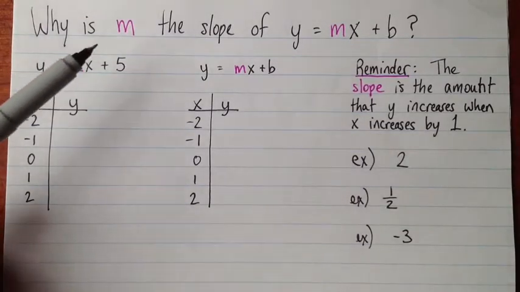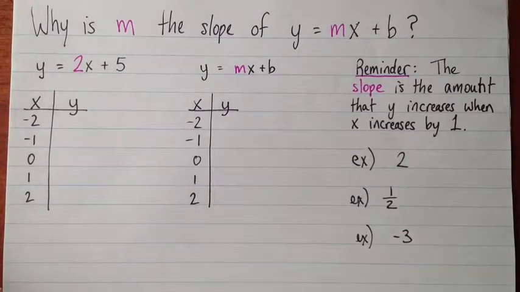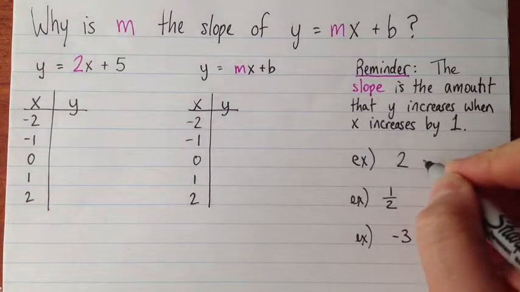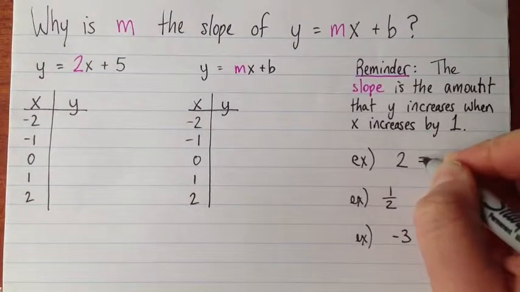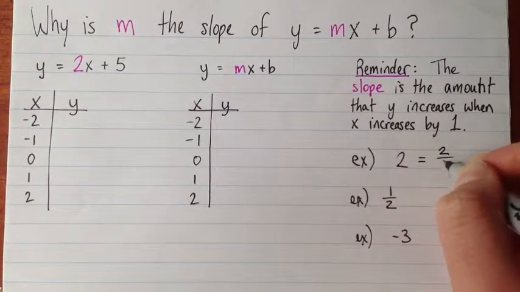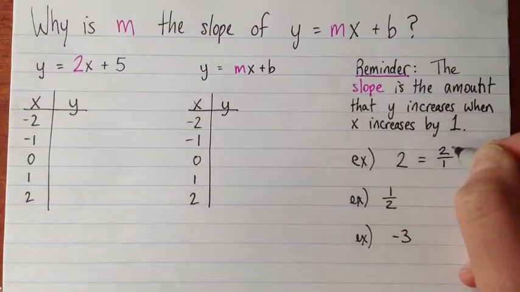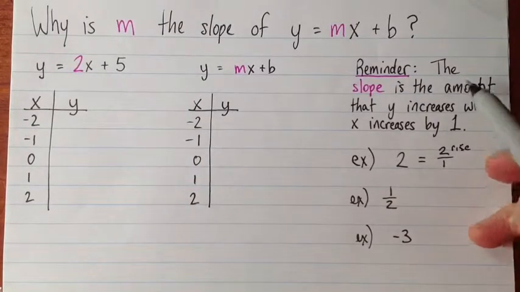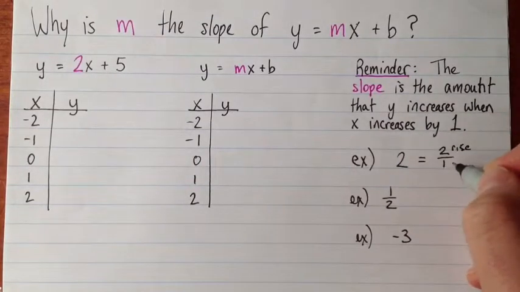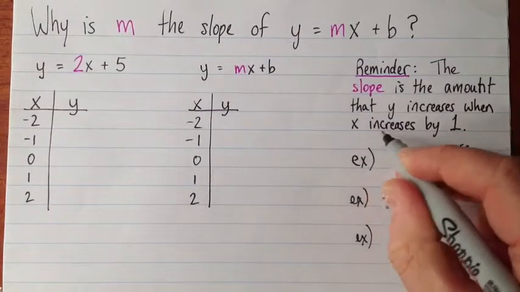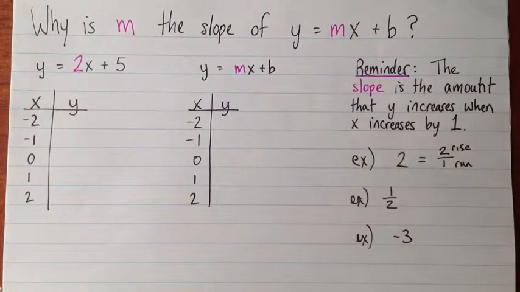So if we're looking at the question of why m is the slope of this line, we're going to use this definition of the slope. Remember that the slope is the amount that y increases when x increases by 1. So for example, if your slope was 2, in terms of rise over run, that's 2 over 1. The rise of 2 is the amount that y is increasing, and the run is 1, so that's x increasing by 1.